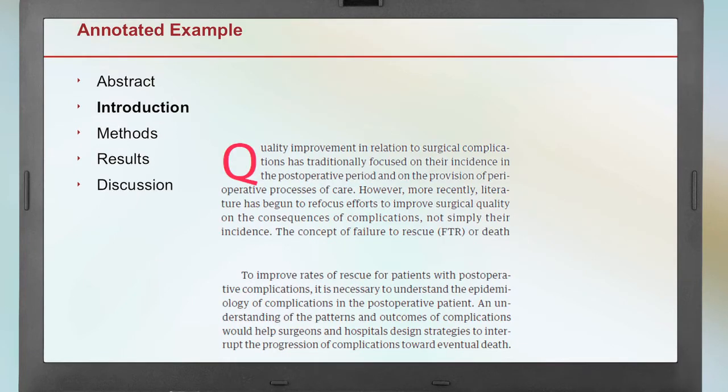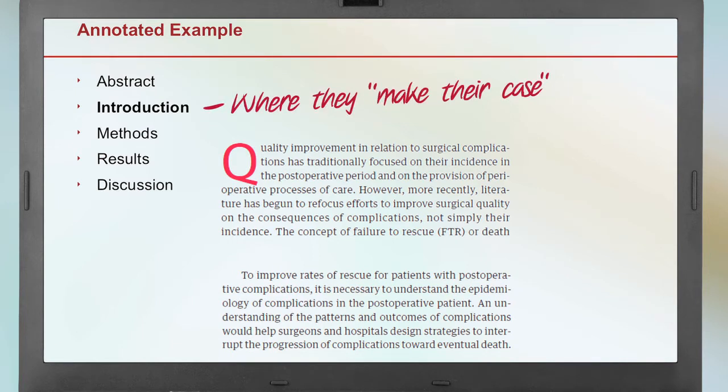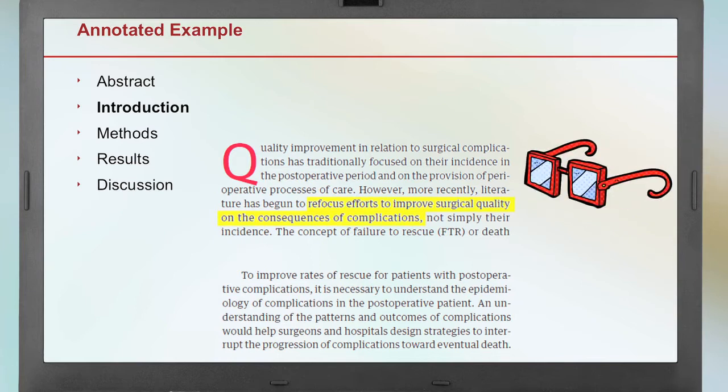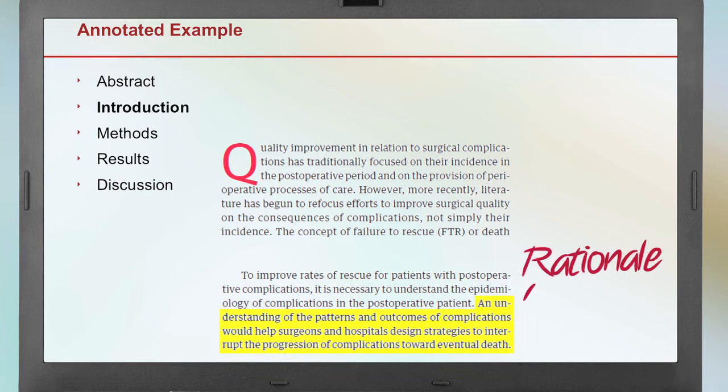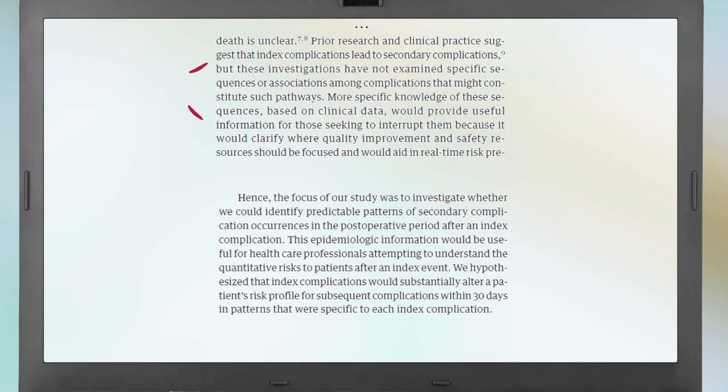Now we'll concentrate on the introduction of the article. This is where the researchers make their case. It is where we find the purpose of the investigation. The authors state that clinicians have focused on reducing the incidence of complications in surgical patients, and that there has been a recent trend of dealing with the consequences of those complications. The researchers then provide the rationale for their study, which is to use patterns and outcomes of complications to help prevent patient mortality. The introduction is also a place to provide context. Here we see that index complications seem to lead to secondary complications, and that it is important to know more about complication sequences.